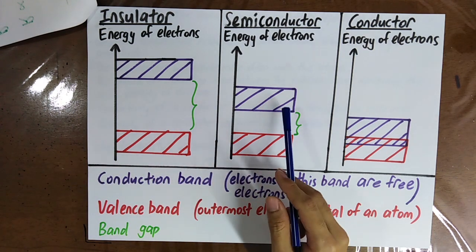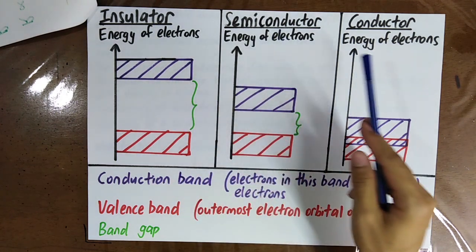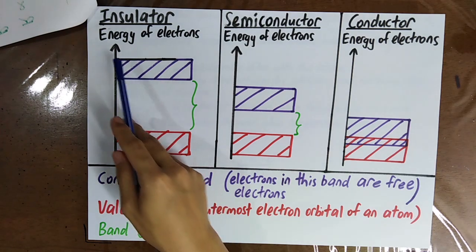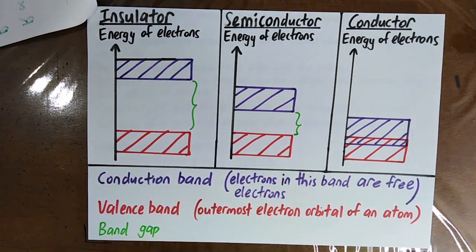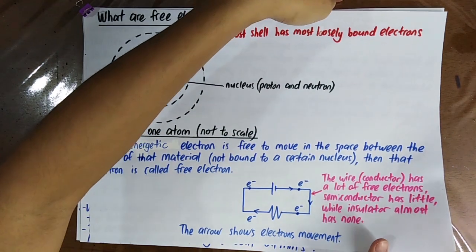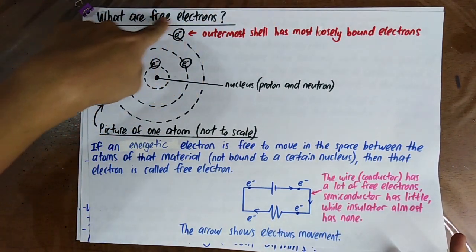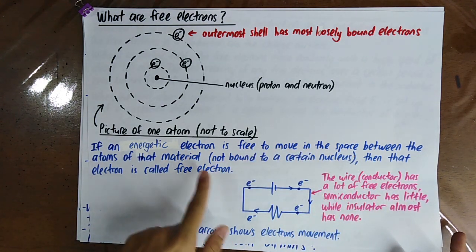Okay, so these are the band diagrams for an insulator, a semiconductor, or a conductor. The y-axis is the energy of the electrons, and the purple color denotes the conduction band. That means the electrons in this band are free electrons. You remember what free electrons are, because just now I introduced them. Free electrons are the electrons that are able to move in the space between the atoms of that material.